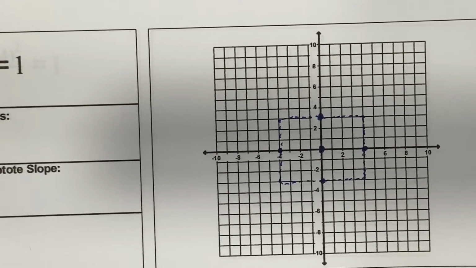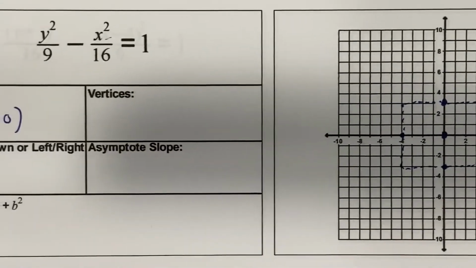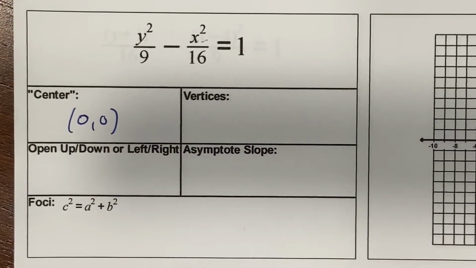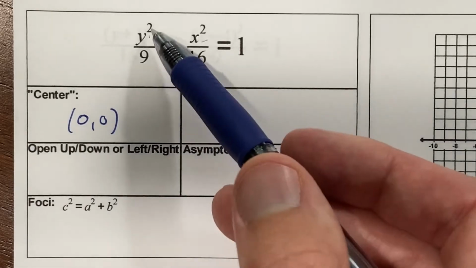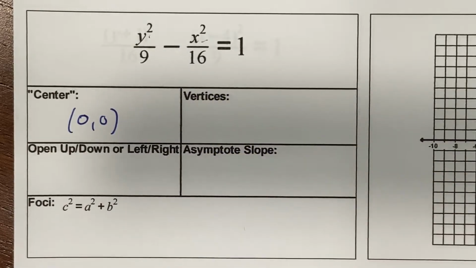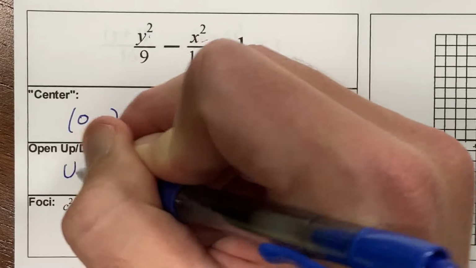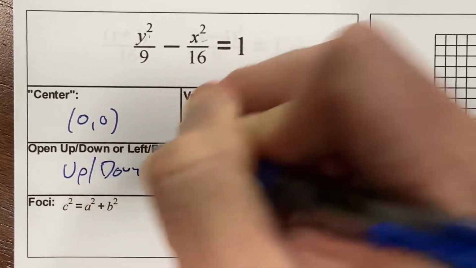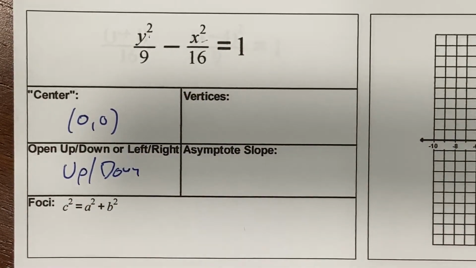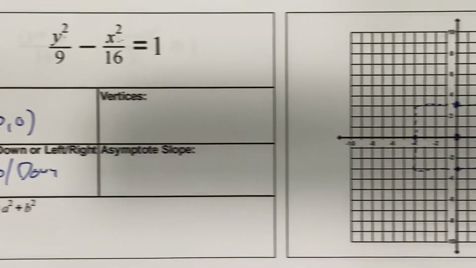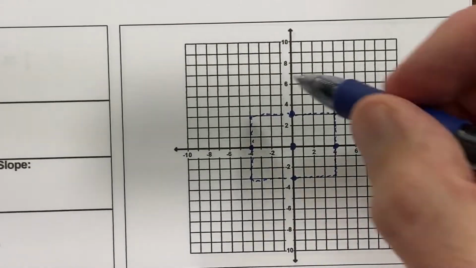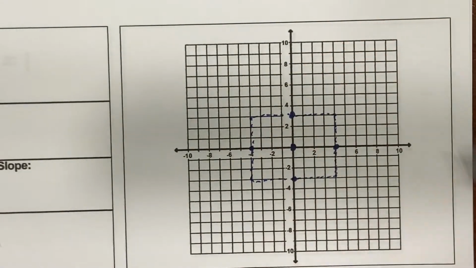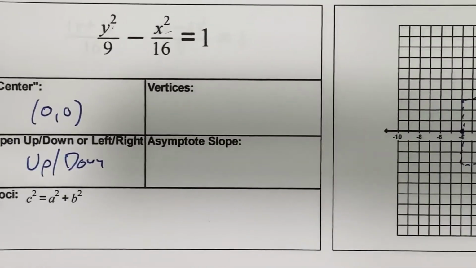Okay, the next piece of information that I'm looking at is whether it's going to open up and down or left and right. So when the y comes first, when you're subtracting the x value, that means it's going to be up and down. The other way around, if the x had come first, then it would be going left and right. So I know that my graph is going to look something like this.